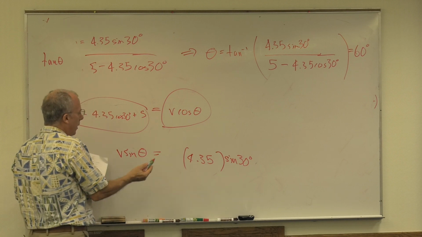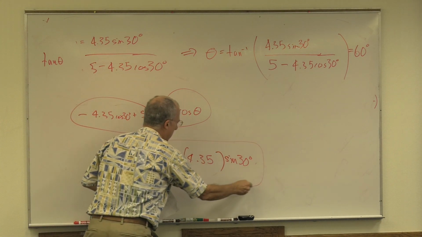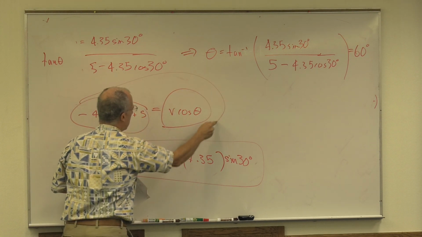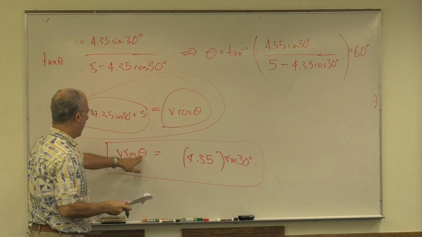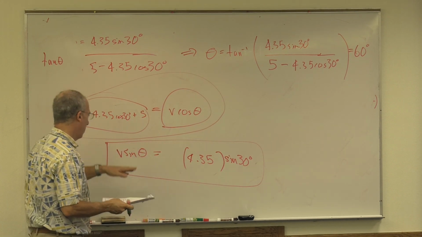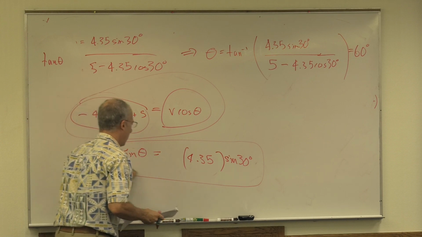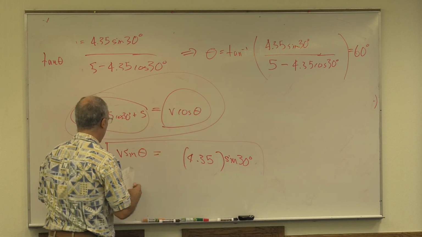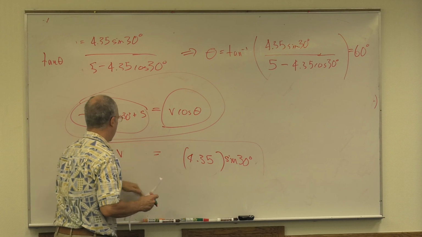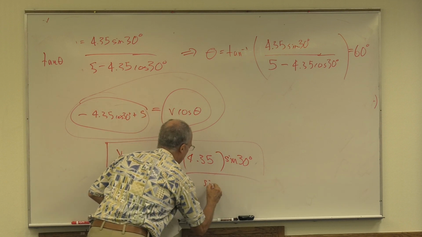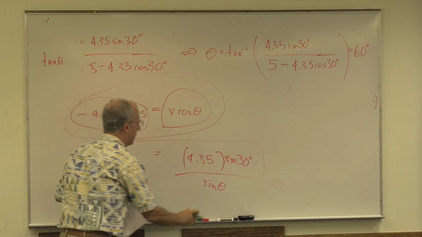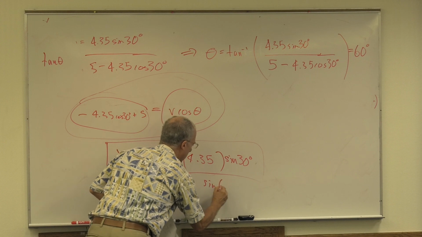You can use whatever equation you want. You can use this equation, or you can use this equation. It doesn't really matter, because you know the angle now. So let's do this equation. Let's divide both sides by sine theta, but we know theta is 60, so it's really this.